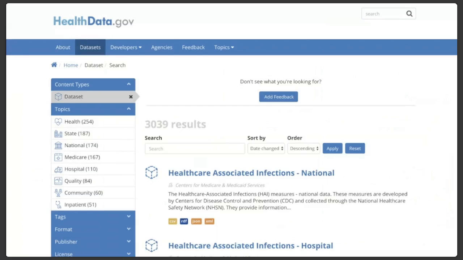The next one is healthdata.gov. What you can find here is high-value health data for entrepreneurs, researchers, and policymakers. This includes data on Medicaid, Medicare, clinical studies, and treatments. The data is collected and supplied from agencies from the US Departments of Health and Human Services, as well as state partners.